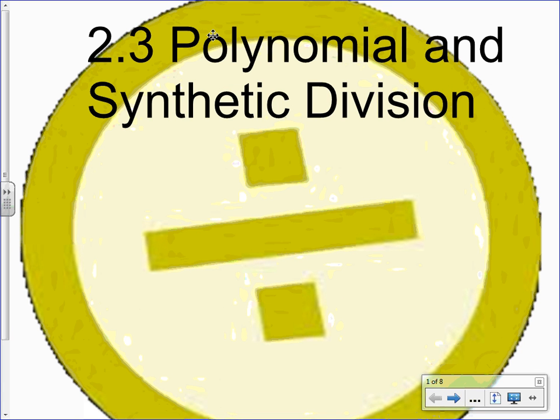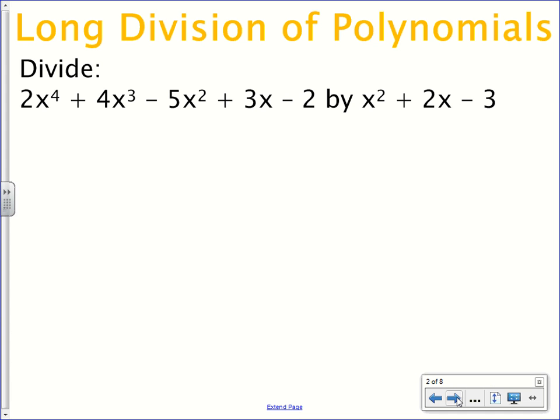All right, polynomial division. We have two ways to divide polynomials. You've done both of these in Algebra 2. We have long division and we have synthetic division. Okay, so today is a reminder of how to do those, and what do they tell us about our polynomial? So first, let's remember how to do long division of polynomials.